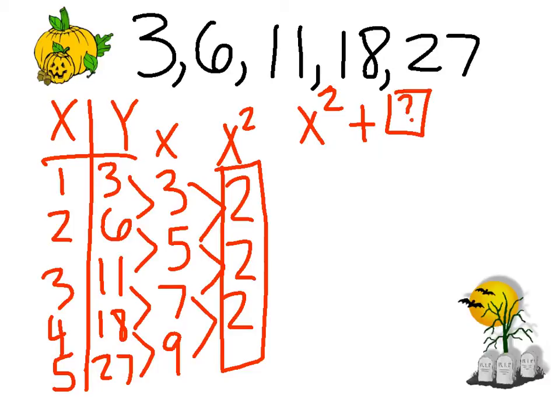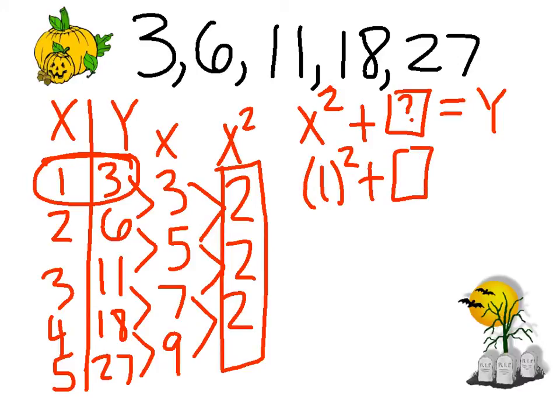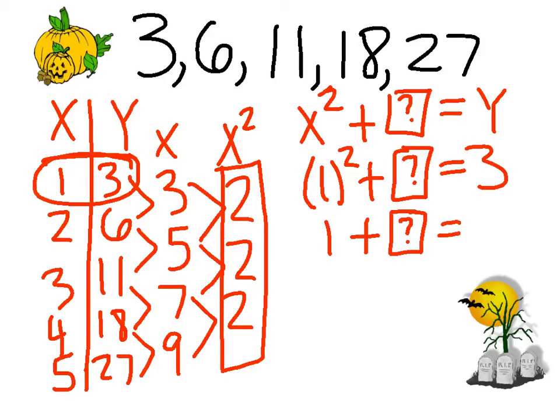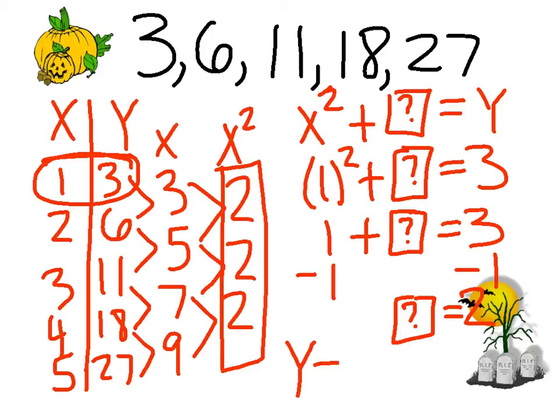Now we need to find our number. To do this, we plug in one of our ordered pairs. We plug in 1 for x. We plug in 3 for y. 1 squared is 1, plus our number is equal to 3. So we subtract 1 from both sides. And our number is going to be equal to 3 minus 1, which is 2. So the function is going to be x squared plus 2.